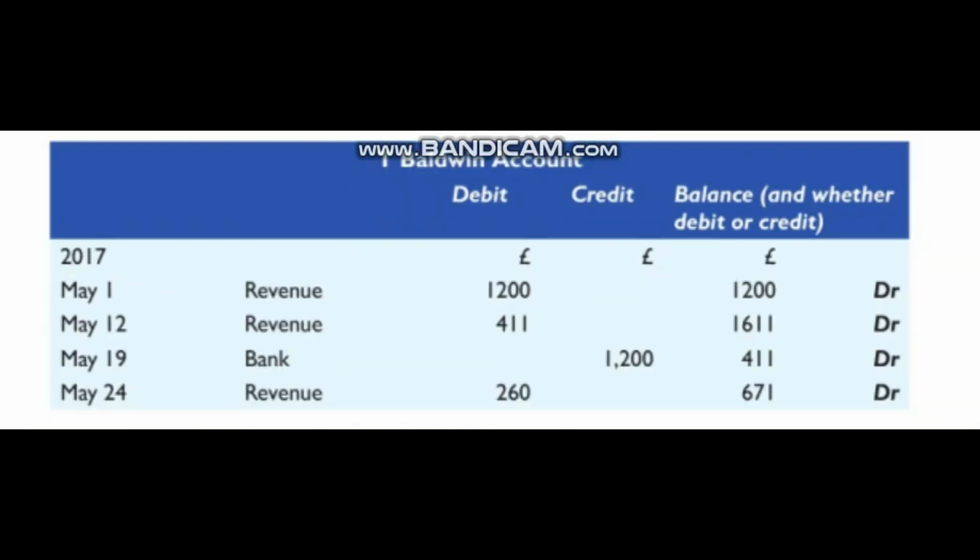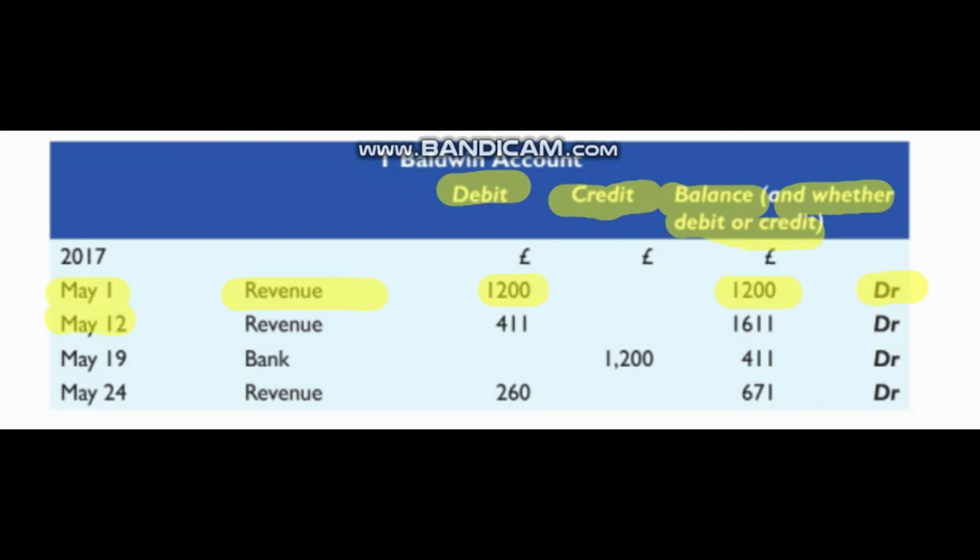Alright students, now we are going to take a look at 3-column accounts. So what are 3-column accounts? These are accounts that can be shown using 3 columns. You have a debit column, you have a credit column, and then you have a column which shows a balance on the account, and whether it's a debit balance or a credit balance. So here you have the T Baldwin account. So here you have the date on May 1st, you sold goods worth 1200 euros, and this is the balance that you have, which is a debit balance, right?